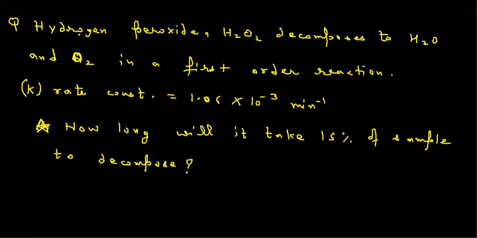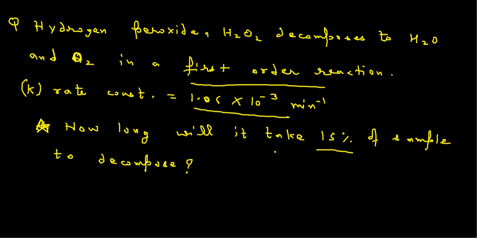Yes. So guys, we have hydrogen peroxide, which is H2O2. It is going to decompose into H2O and O, right? And this is a first order reaction, as given to you. K is also given to you, 1.06 into 10 to the power minus 3 per minute. So this is a first order reaction and you have to find out how much time it will take for 15% of the sample to decompose.